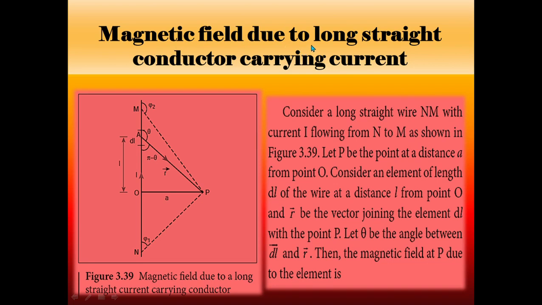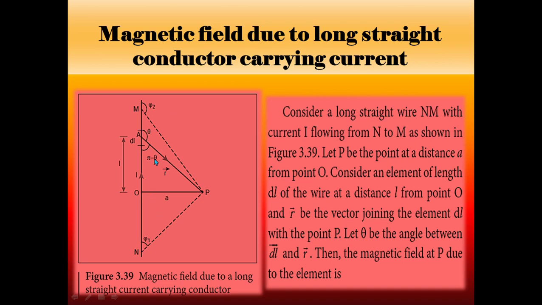Due to long straight conductor carrying current. So now let me calculate the magnetic field at point P due to the long straight conductor carrying current.